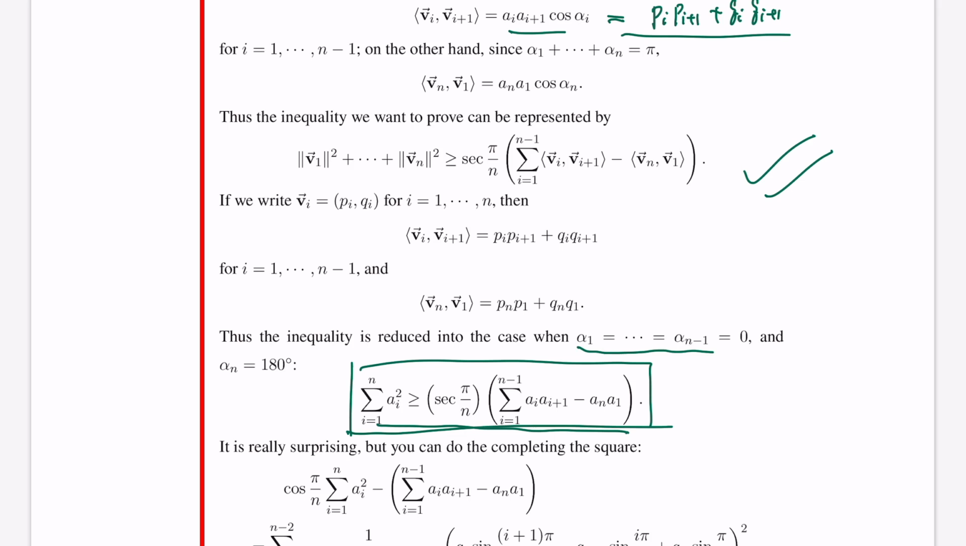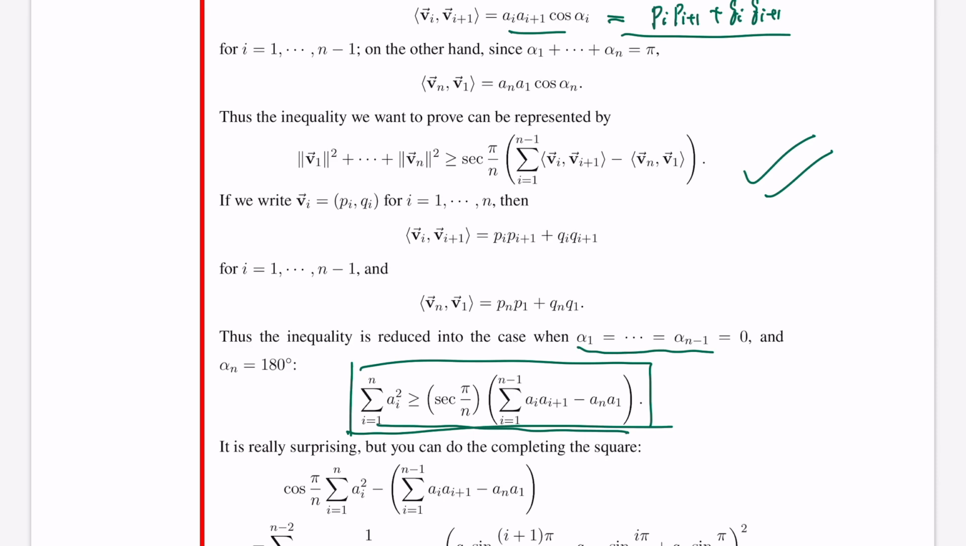But this inequality itself is not easy to prove. How to prove it? It's not easy because you can imagine it is attached to some secant pi over n, which we don't know what it is. When n is equal to 3, I know it's 2. So that's why in the Erdos-Mordell inequality where n is equal to 3, you have the coefficient 2. When n is equal to 2, well, you have infinity.